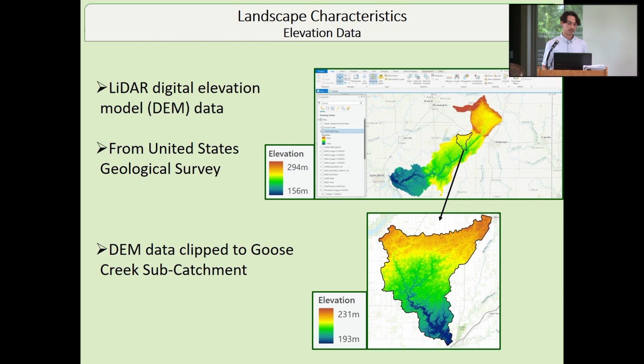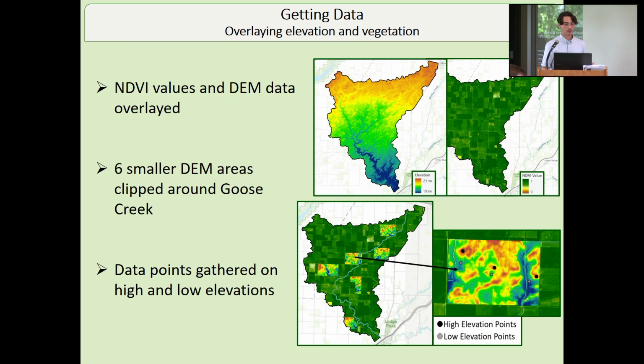And then once we get that data, I clip that to the Goose Creek subcatchment where I was conducting this study. So once I have that layer, I overlay that with the NDVI, the vegetation values, in order to conduct the study. So what I did was I created 6 small squares over the vegetation of the elevation data, and I gathered 39 points on those 6 squares. You can see on the bottom image, I calculated the points with respect to the elevation so I could see how dense or healthy the vegetation was with respect to the elevation.